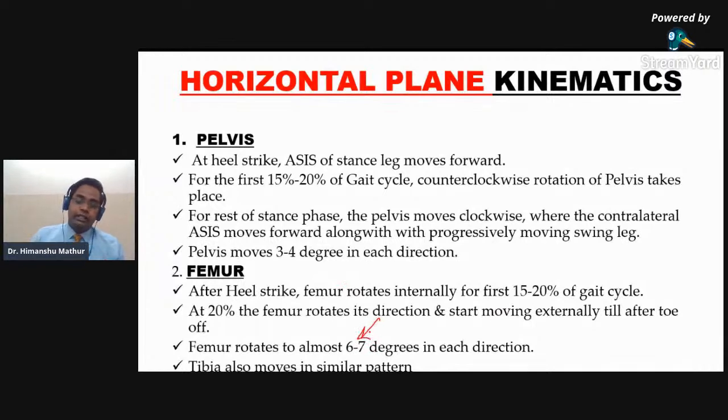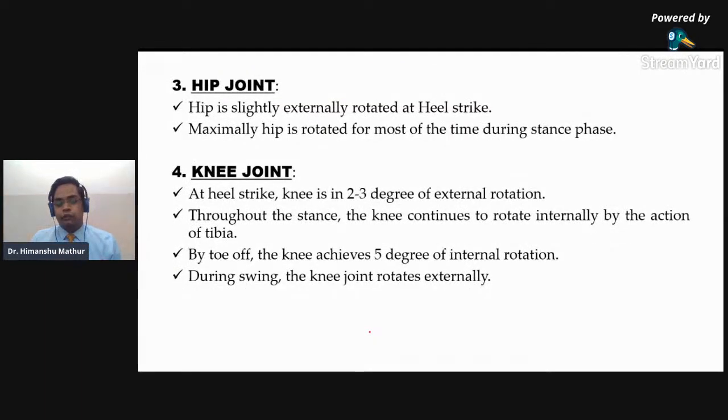The tibia also moves in the same pattern as the femur does. All right, so this is again a very easy thing that we needed to talk about. Coming on to the hip joint as a whole, initially at the heel strike, it goes into slightly external rotation.